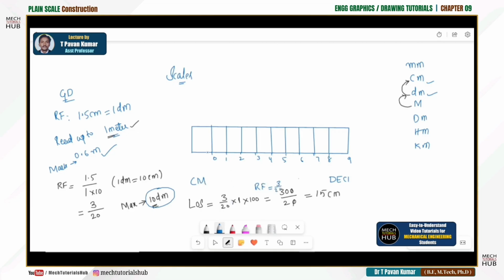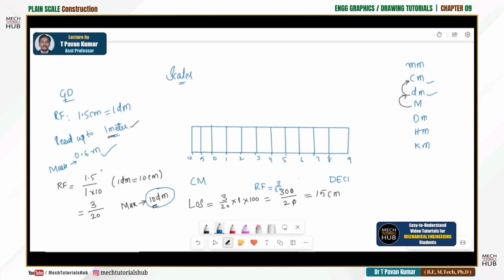Now I need to divide this also into subdivisions. 1 decimeter is equal to 10 centimeters. So I'll make a mark of 5. From here I'm measuring 1, 2, 3, 4, 5, 6, 7, 8, 9, 10th division is 10 again. So I'll try to draw a line. Okay, this is how we represent. Now on this scale I can measure any distance related to decimeters and centimeters. Now in the question it is given as 0.6 meters that I need to measure. 0.6 meters has to be measured.